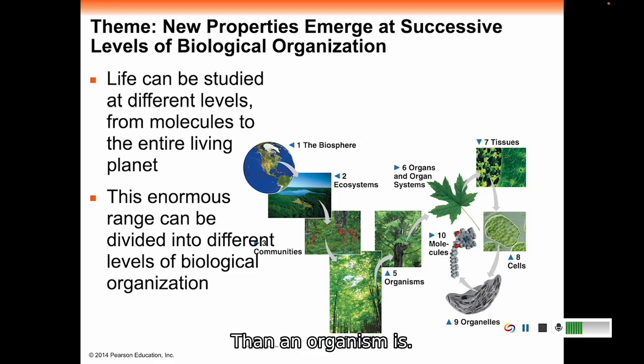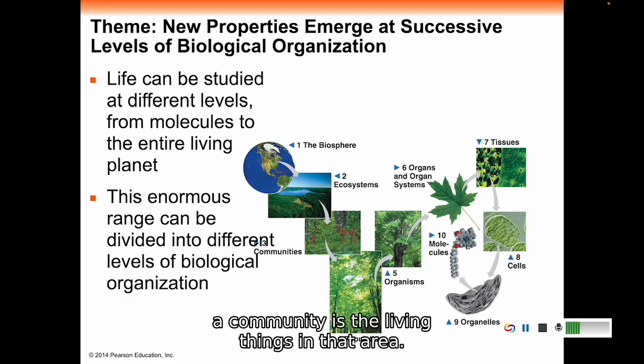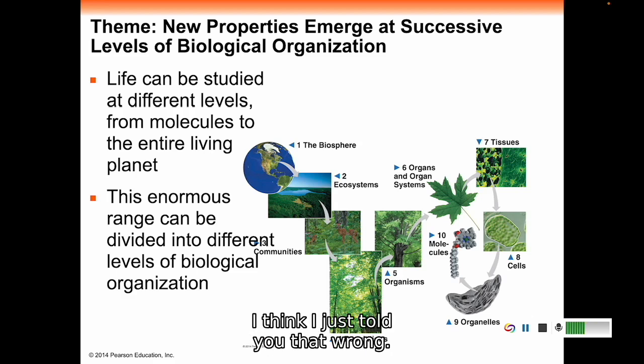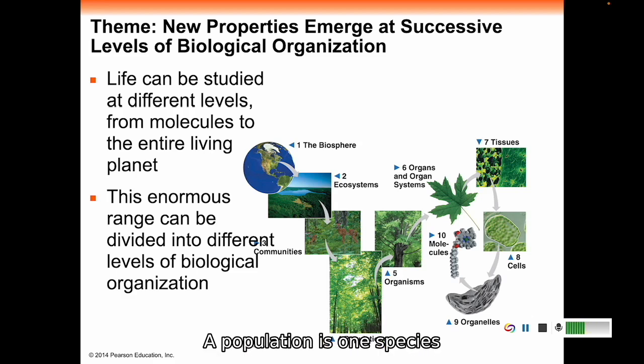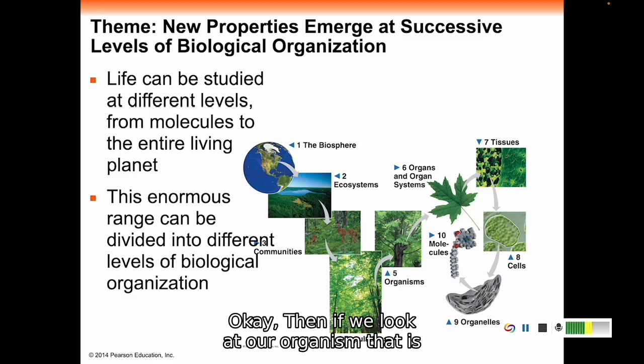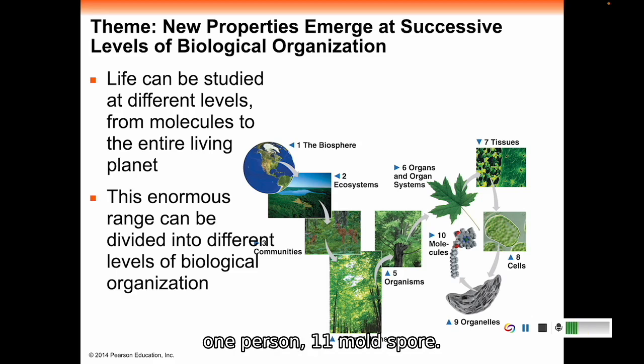Then an organism is one particular being. So one tree, one frog, one organism. I think I just said this wrong. A population is one species. And a community is the living things in that area. I think I just told you that wrong. A population is one species when we're looking at populations. Okay, then if we look at our organism, that is one being, one tree, one person, one mold spore.